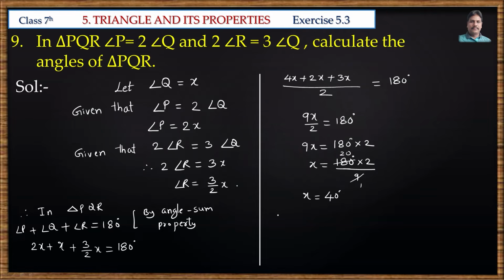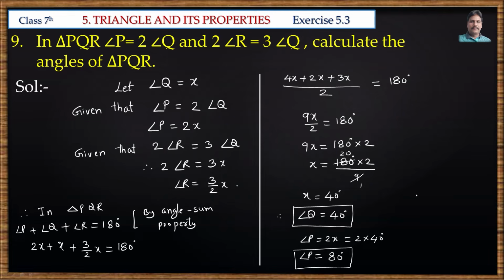Now therefore, what is x? x is angle Q. So angle Q is equal to 40 degrees. And what is angle P? Angle P is equal to 2x. So 2x means 2 into 40. Therefore angle P is equal to 2 fours are 80 degrees.